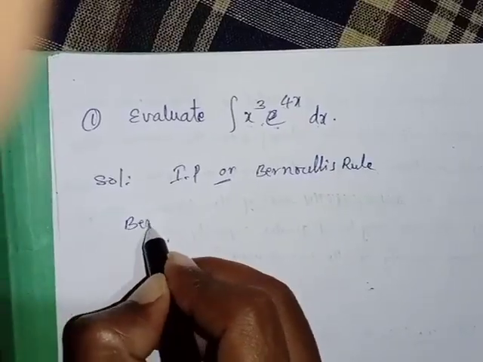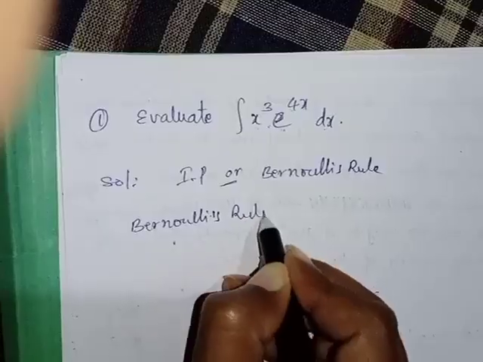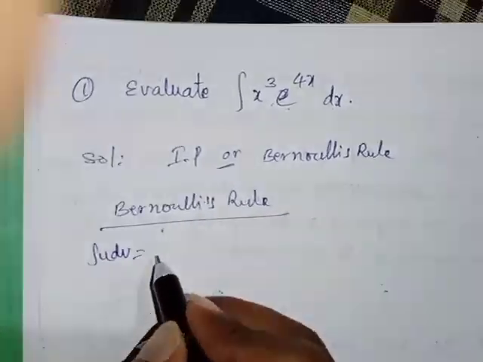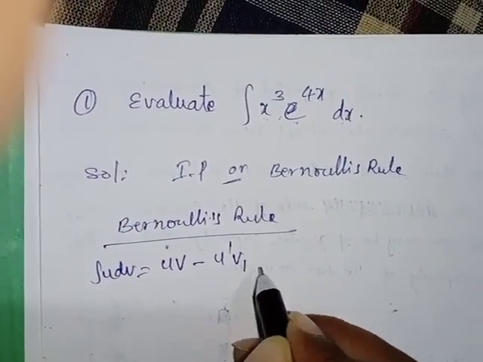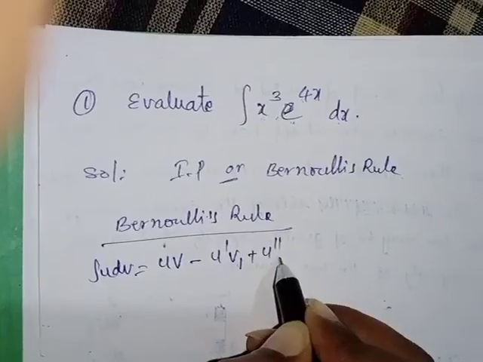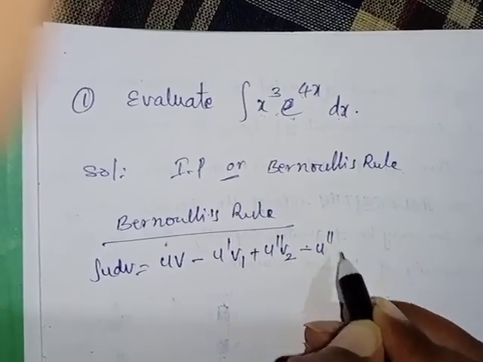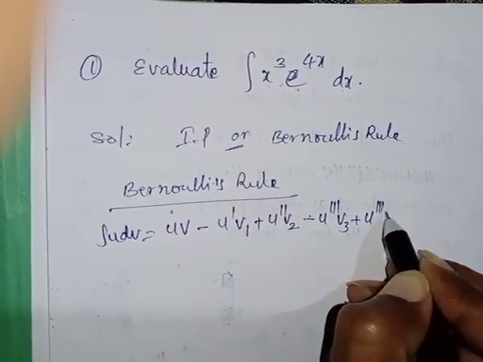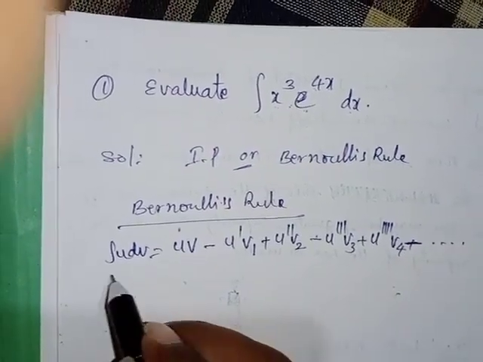See, what is Bernoulli's rule? Bernoulli's rule: the integral of u dv is equal to u into v minus u dash v1 plus u double dash v2 minus u triple dash v3 plus u four dash v4 minus, and so on.